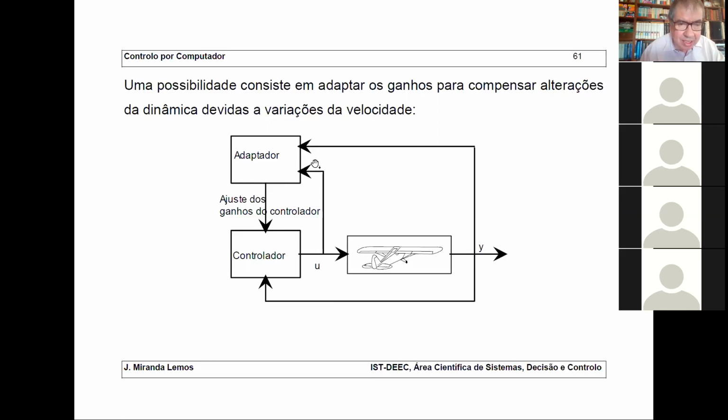The simplest case is when you estimate a model for the plant and you redesign the gains of the controller online. This is done online. That's adaptive control. Okay, so this is just to give you two examples of what you can do when you have the power of a computer at your hand and you can start writing code.